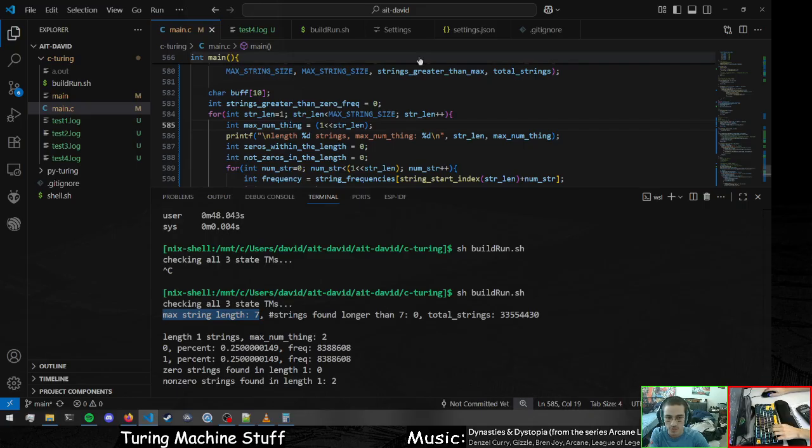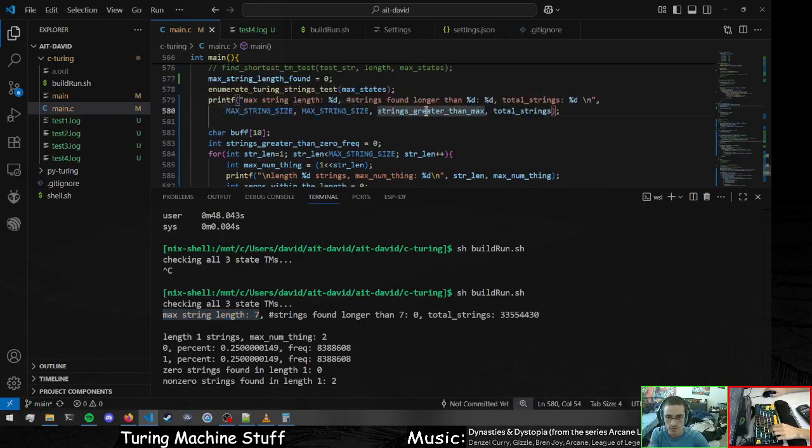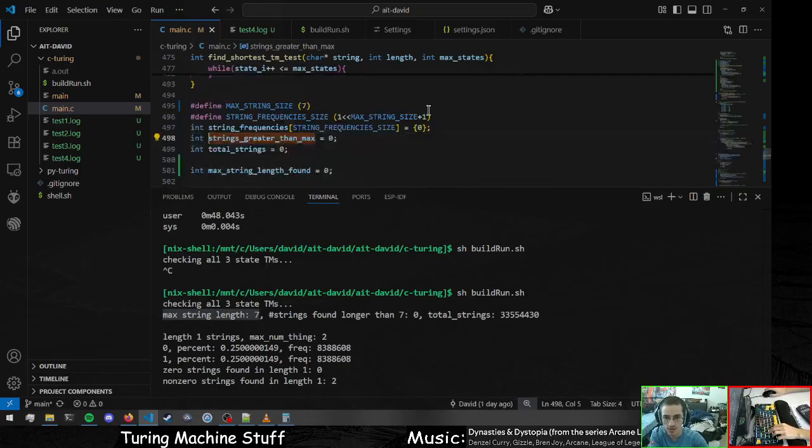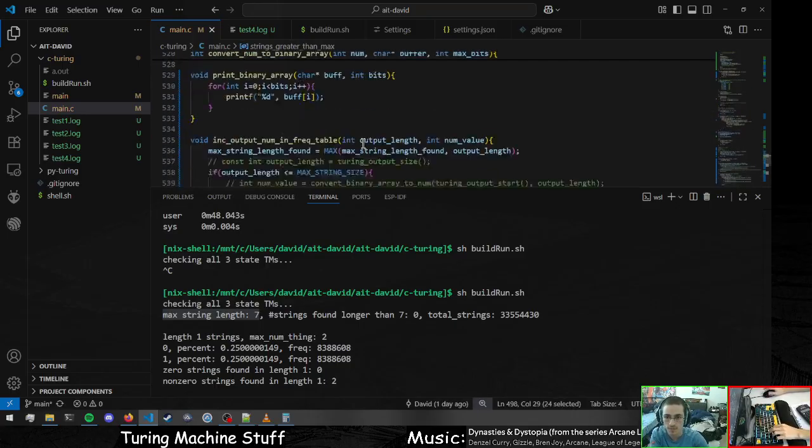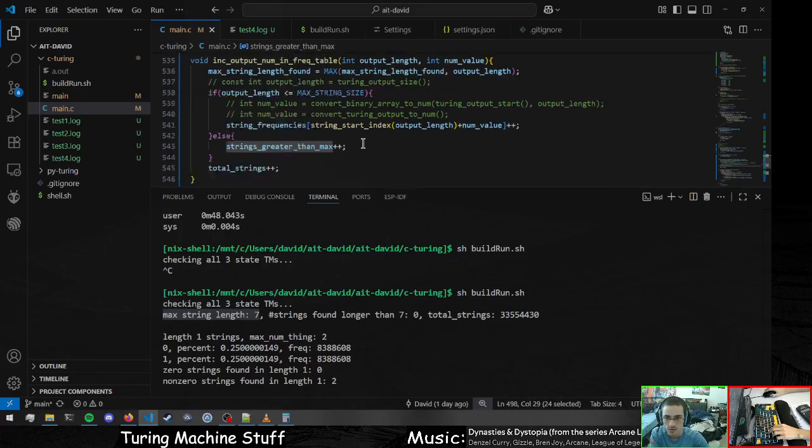Number of strings greater than max or greater than, so it can equal 7, right? Is that what that equal means? Yeah, it can equal 7.